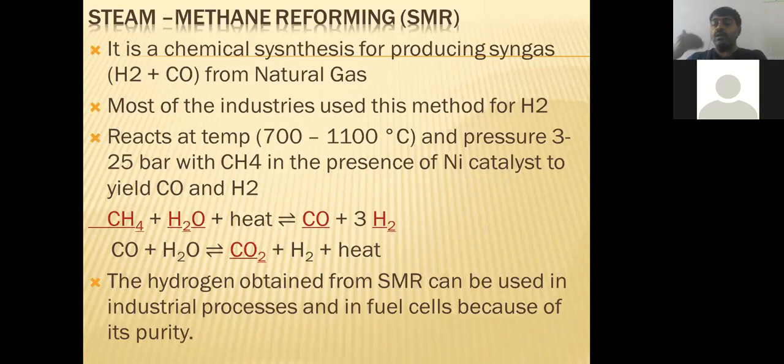Maybe you are going to find a lot of methodologies for producing hydrogen, but among all of these, these two methods are the important ones. That's why I discussed them, right?